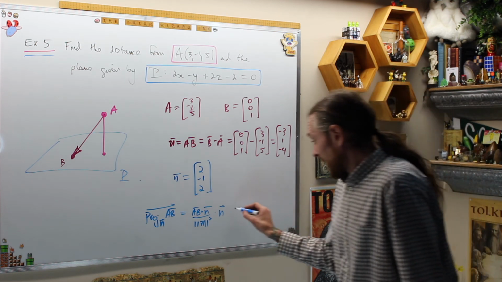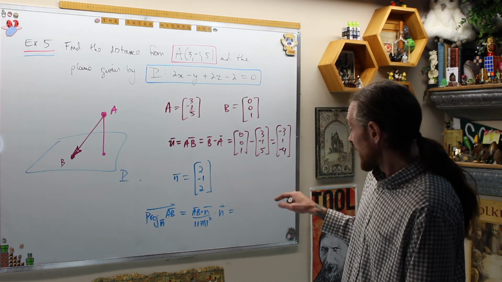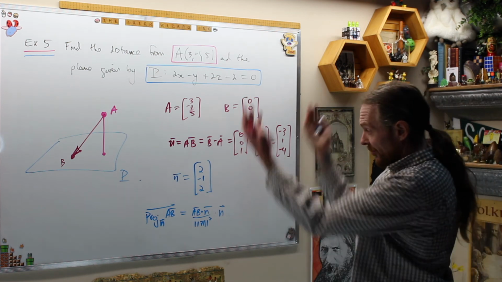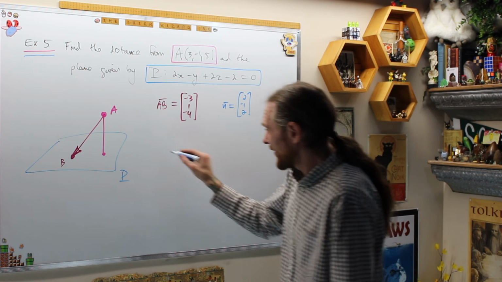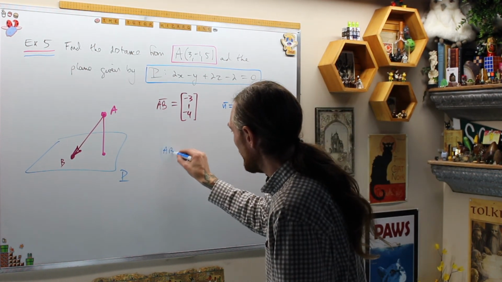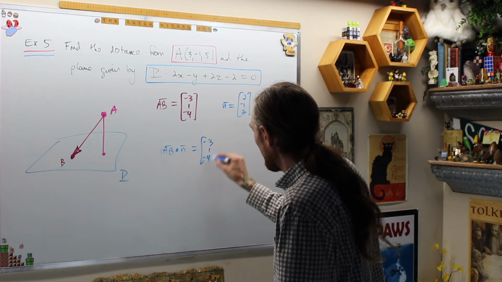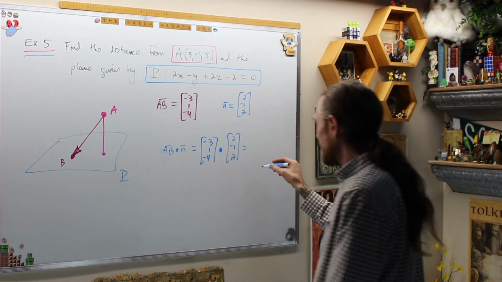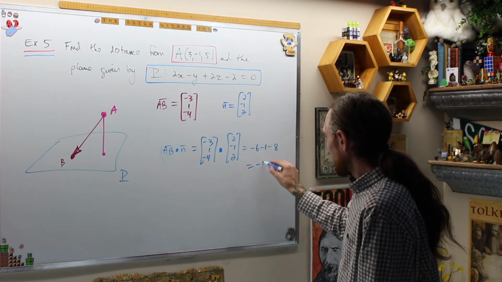So how are we going to do that? That is going to be the dot product of AB dot N. First of all, how am I going to clean this up? Let's erase that and move it up. So once I have AB and my normal vector, what am I going to do with that? I have to find the projection of AB onto N. So first of all, I need AB dot product with N. What is that going to be? Negative 3, 1, negative 4 dot product with 2, negative 1, 2, which is going to be negative 6 minus 1 minus 8, which is negative 15.